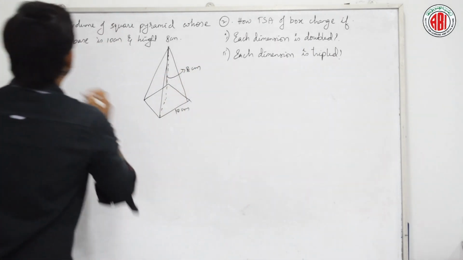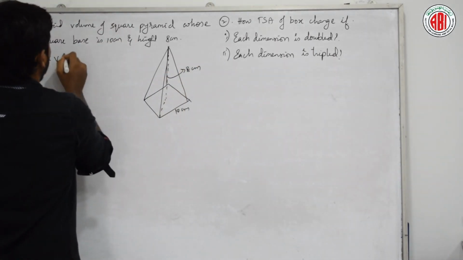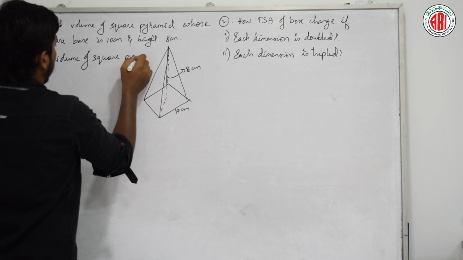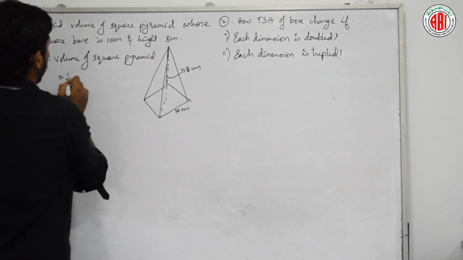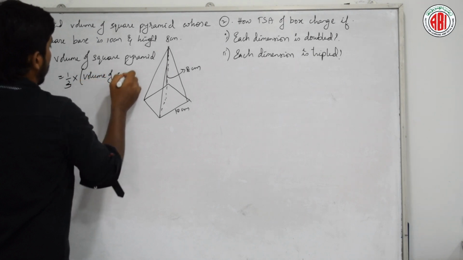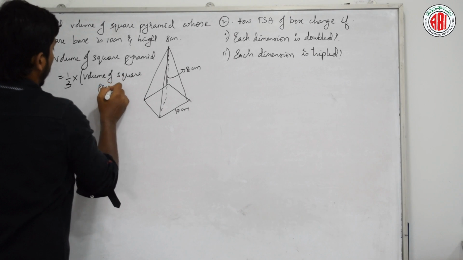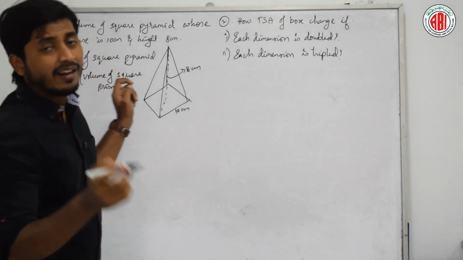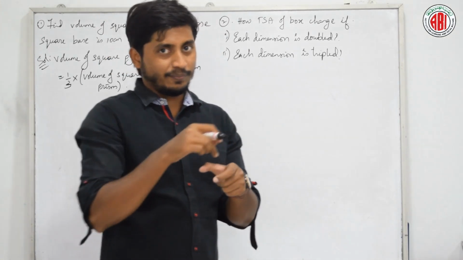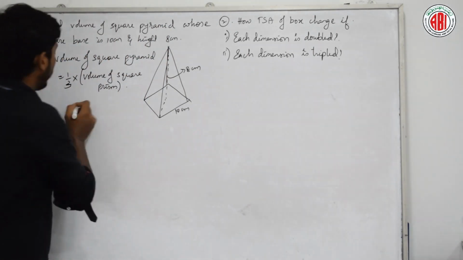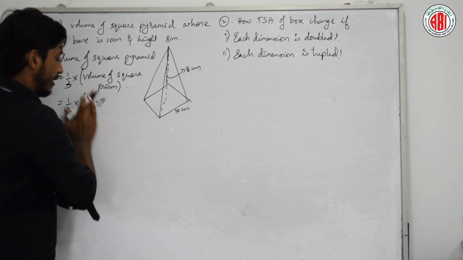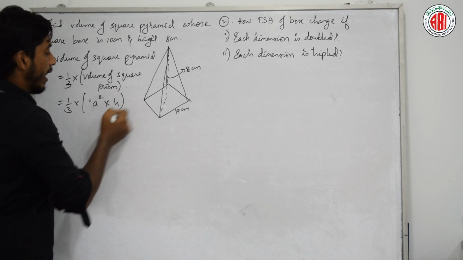Therefore, simply remember the volume of a square pyramid is equal to 1/3 of the volume of a square prism. A square prism is nothing but your cuboid, but it will have a square at the bottom. Now tell me, what is the volume of a square prism? The base area is nothing but side into side, into height.